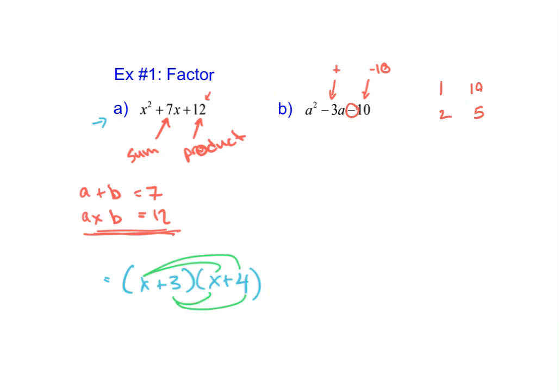So if I think of the possible combinations, 1 and 10, there's no way I'm going to get -3. But with 2 and 5, in fact, if I have a +2 and a -5, and I add those two numbers together, I would get that -3. So this tells me that when I factor this, I'm going to end up with a plus 2 and a minus 5. So again, these two numbers here, the +2 and the -5, they have to add to give me this value, the -3, and they're going to multiply to give me this value, -10.